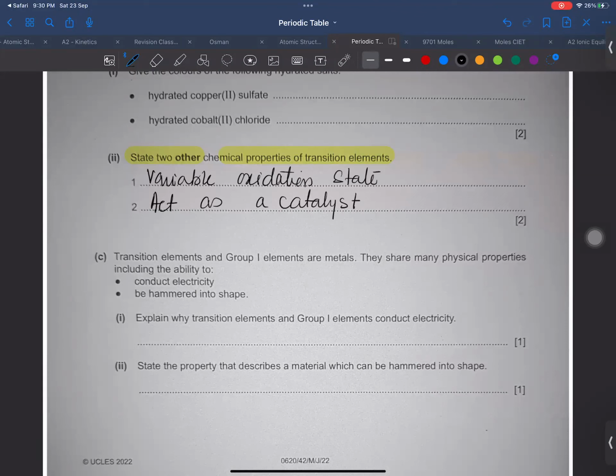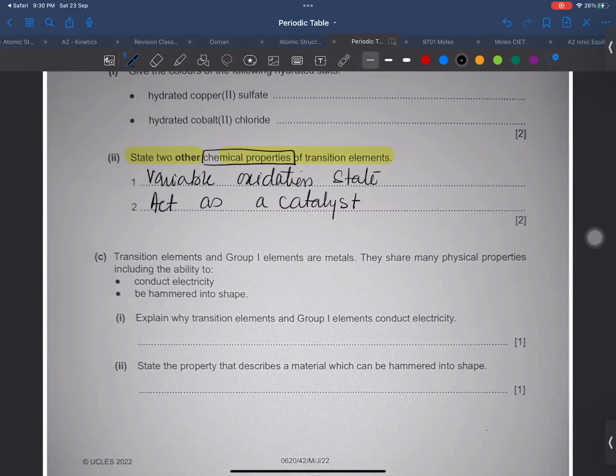Then in the C part, you could see this, melting and boiling point, that is a physical property. High melting point, high boiling point, high density, hard, solid: these are all physical properties. They are asking for chemical properties specifically, right?